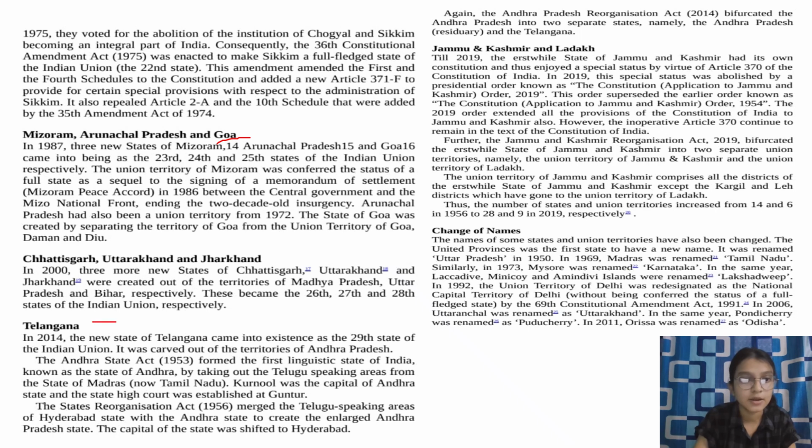We have Telangana. In 2014, the new state of Telangana came into existence as the 29th state of the Union. Then we have Jammu and Kashmir and Ladakh. Earlier, under Article 370, Jammu Kashmir and Ladakh were treated differently. But after the abolition of Article 370, these also fall under the Indian Constitution. Therefore, all the rules are applicable to Jammu Kashmir and Ladakh, and they became separate.